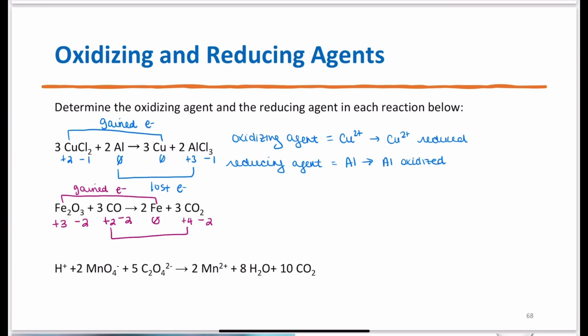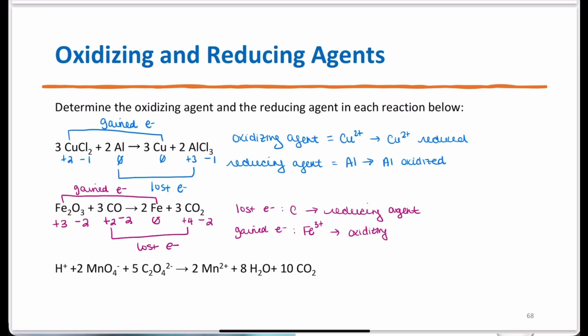My carbon went from +2 to +4. My carbon lost electrons. So lost electrons was carbon, not copper, carbon. Lost is oxidation, which means this is my reducing agent. Gained electrons was Fe3 plus. So this is my oxidizing agent.